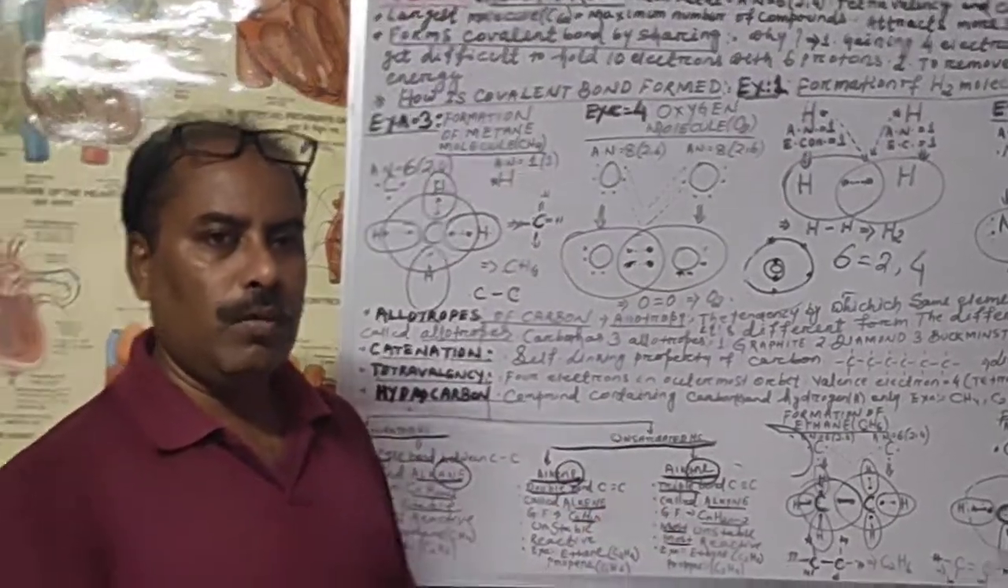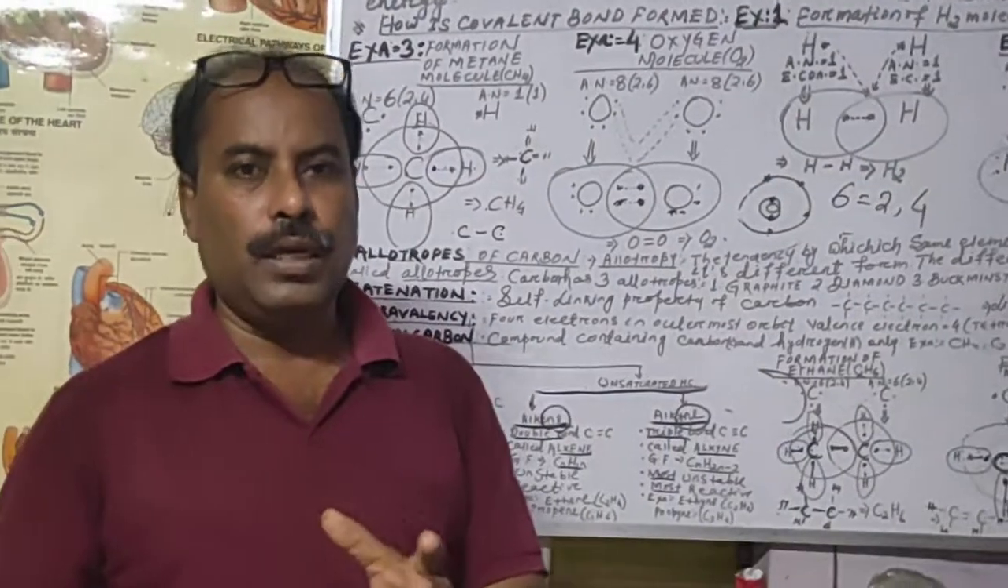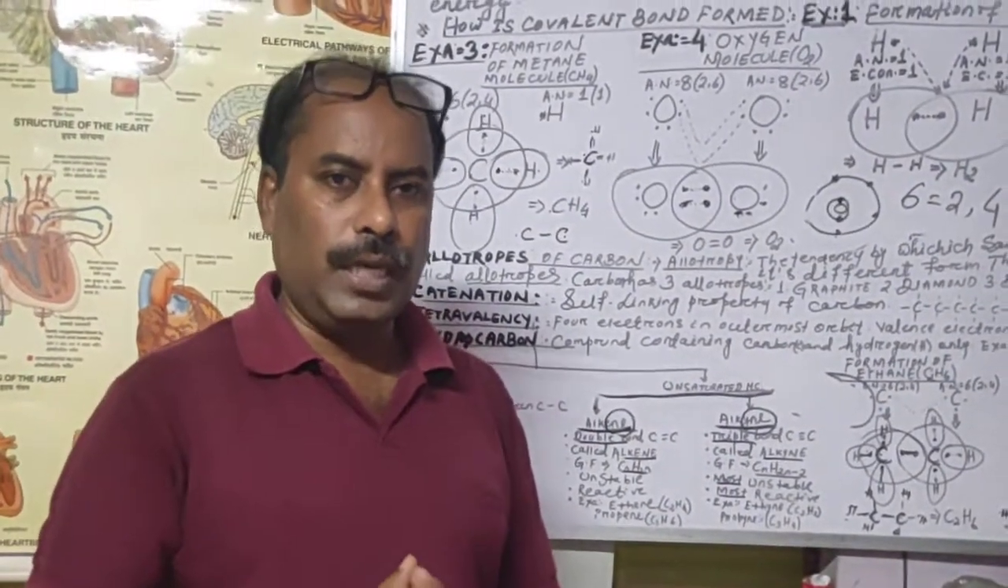Next class we will go for more complex ones: how methane, ethene, propane, butane, all these are formed. We will discuss in the next class.